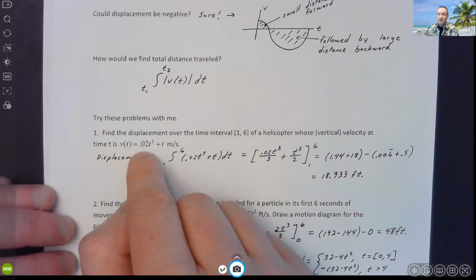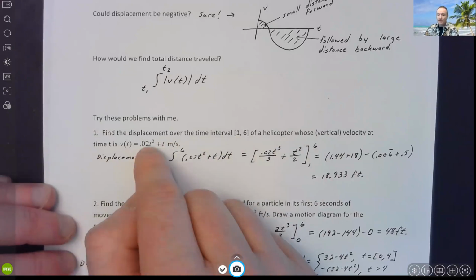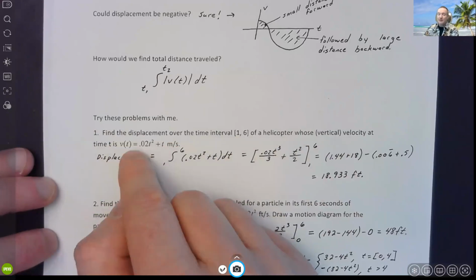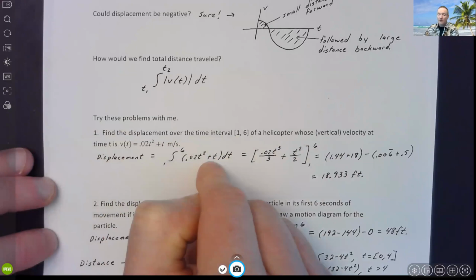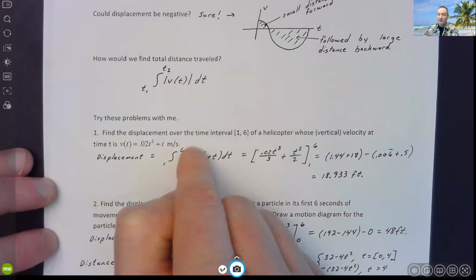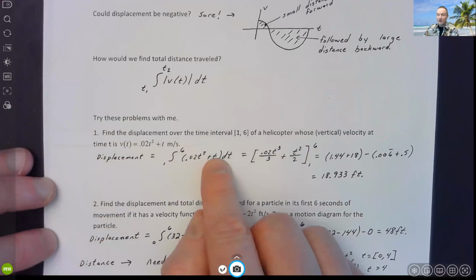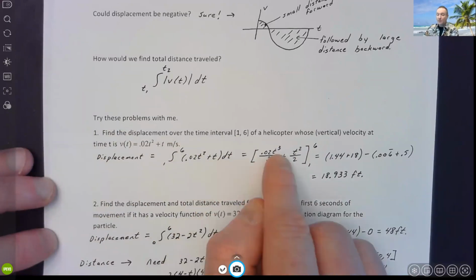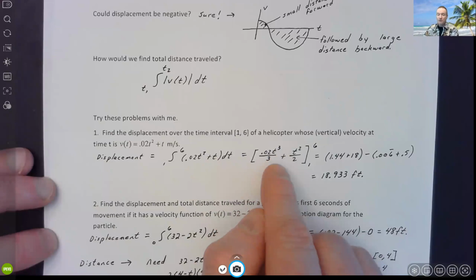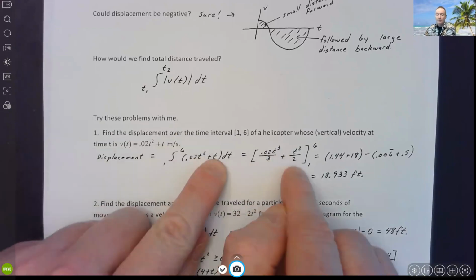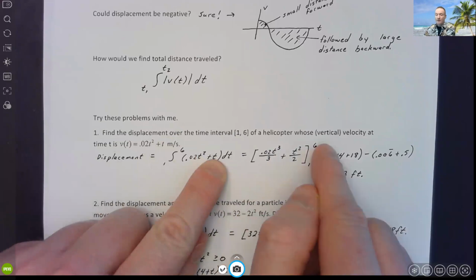So you're given the derivative function, we know velocity. So to find the displacement, we can say the displacement is going to be the integral of velocity from where the motion begins to where it ends, from 1 to 6. So we just integrate that function with respect to time. When we integrate it, we get 0.02 t cubed over 3 plus t squared over 2. We're evaluating that integral from 1 to 6.